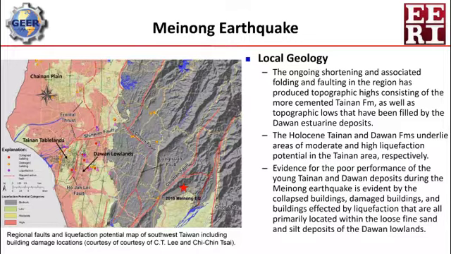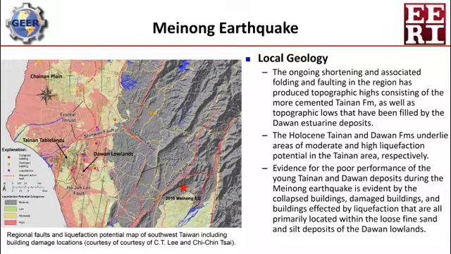Again, more on the local geology. The ongoing shortening and associated folding and faulting in the region has produced topographic highs consisting of the more cemented Tainan formation, as well as topographic lows that are filled by the Taiwan estuarine deposits. The figure on the left notes this uplifted Tainan formation in yellow and the Taiwan formation in pink. And those two colors correspond to different liquefaction potential categories. And so they're in the high and very high categories respectively.